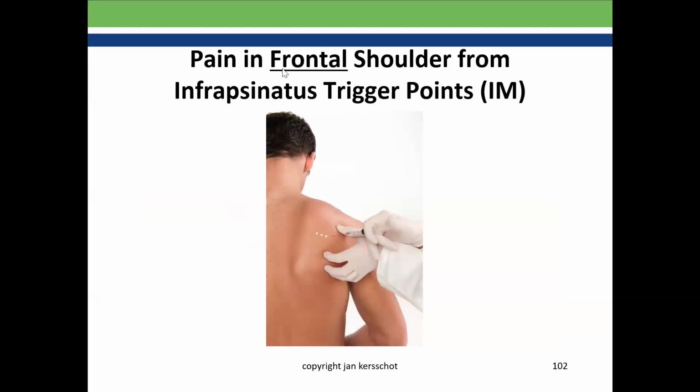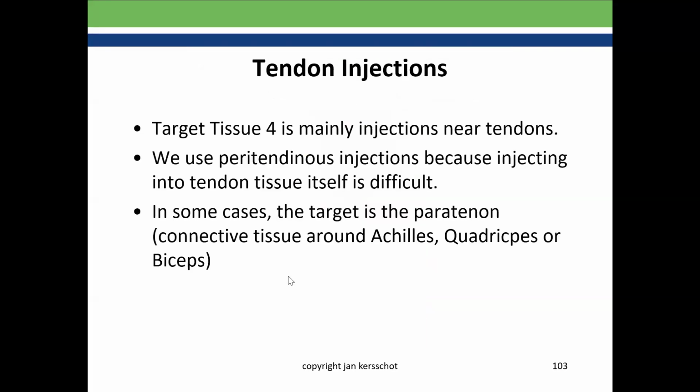This is a patient with pain in the frontal part of the shoulder, and I'm injecting the infraspinatus trigger point. This is an idea I've been stealing from Travell and Simons again. They said if you inject the infraspinatus muscle, you may get relief from frontal shoulder pain. Usually I combine several spots. I also inject in the front, in the pain region, and combine it with, for example, trigger point injections in the infraspinatus muscle.